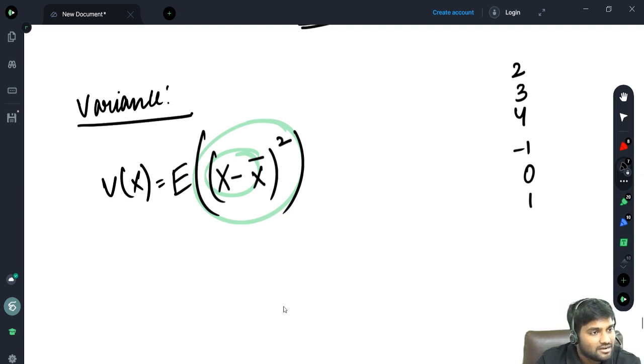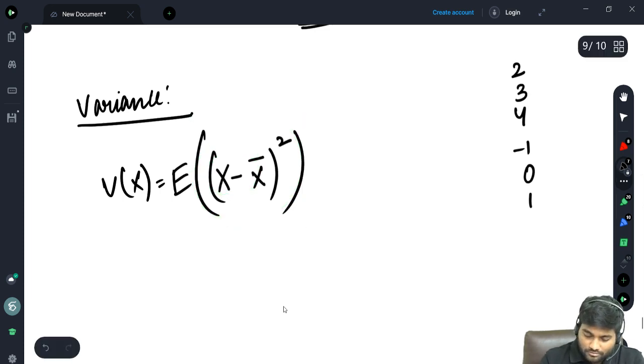So basically variance is the average of deviation square. And deviation from where? Deviation from mean. And then we root so that we get the standard deviation, which is the average fluctuation around the mean. So this is the formula. Now we'll prove this formula.